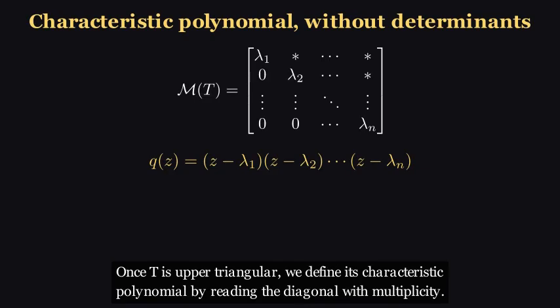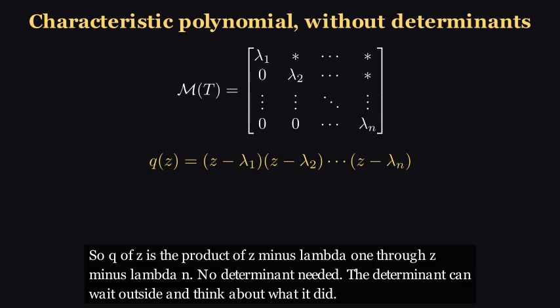Once T is upper triangular, we define its characteristic polynomial by reading the diagonal with multiplicity. So q of z is the product of z minus lambda 1 through z minus lambda n. No determinant needed. The determinant can wait outside and think about what it did.